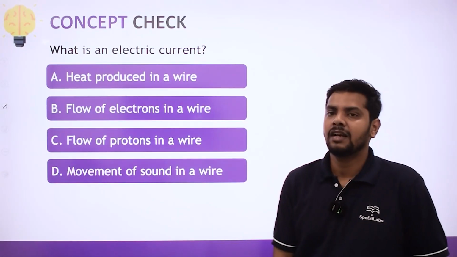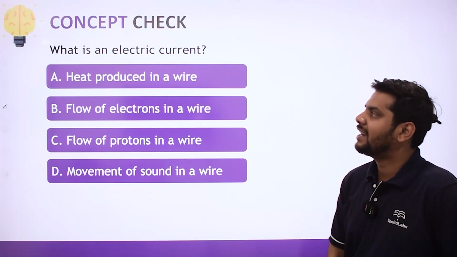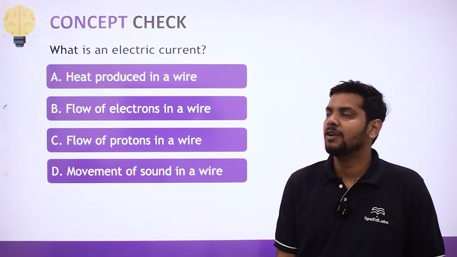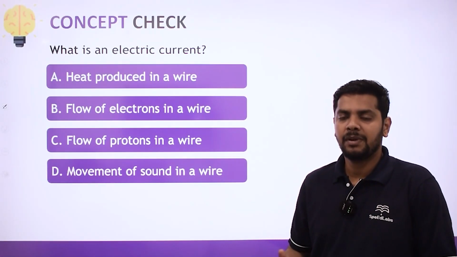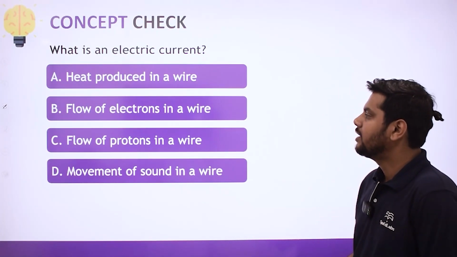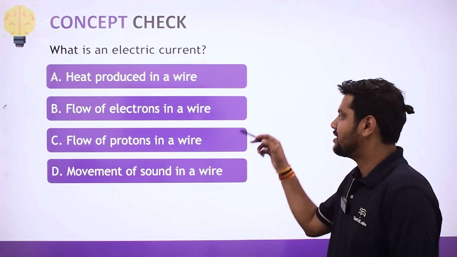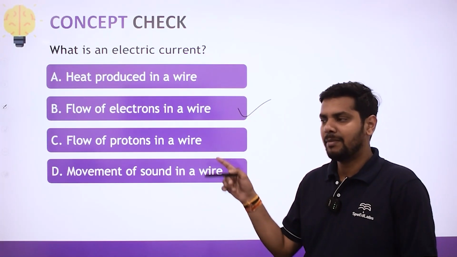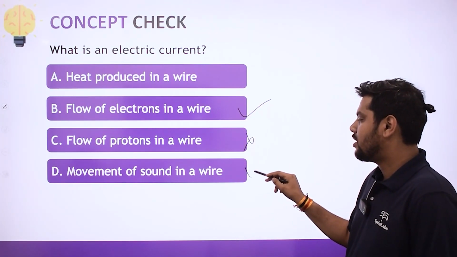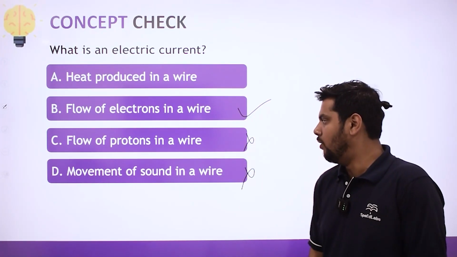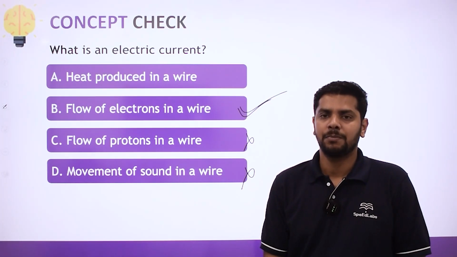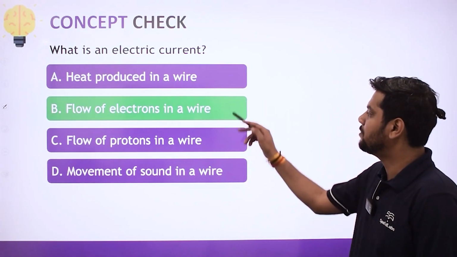Next question, students, concept check number 2. What is an electric current, or when do we say that electric current is flowing? Here 4 options are there. Heat produced in a wire. If heat is producing, if temperature is increasing, then we will say current is produced? No, that is not the way to define electric current. Flow of electrons in a wire. Yes, we can say that this is the correct one, but we have to check the remaining 2 as well. Flow of protons in a wire, no. Movement of sound in a wire, no. So option number B, flow of electrons in a wire, is the correct option.